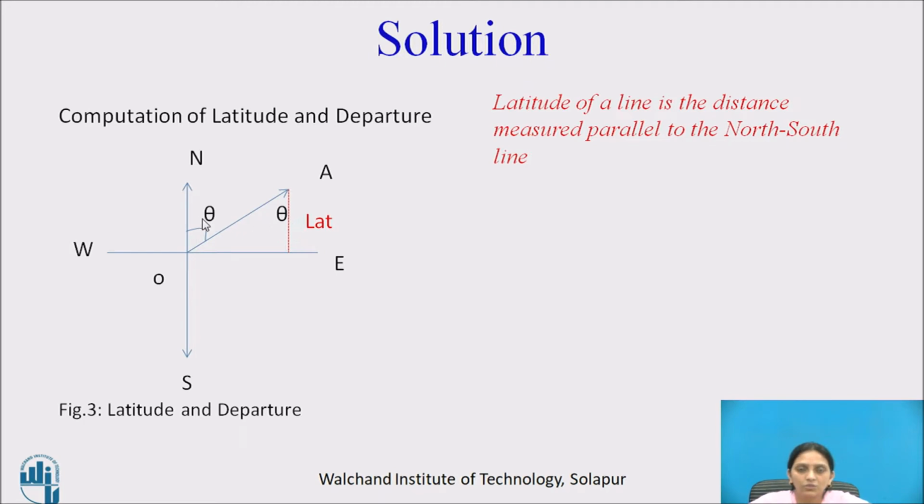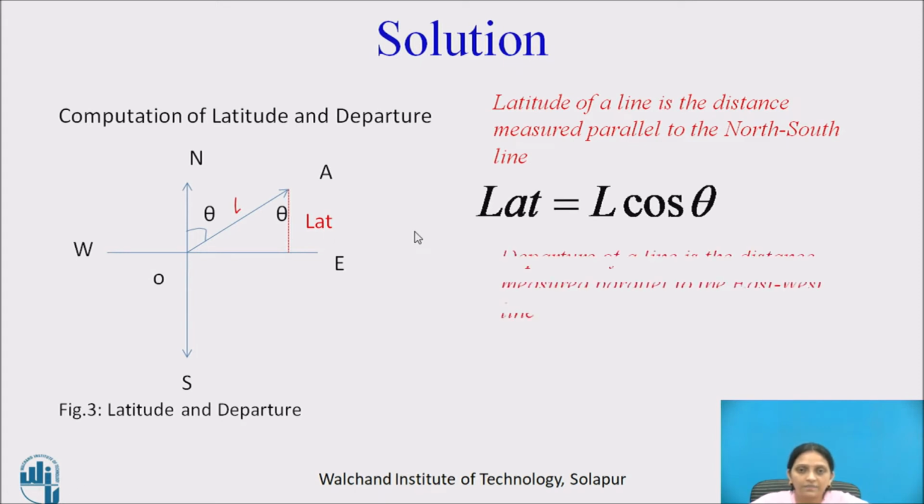So these two thetas are alternate angles, so they must be the same. So theta with north is theta, and obviously with the latitude it is also theta, because alternate angles are the same. The length of line OA, say L, so what is the latitude? Latitude is L cos theta, because latitude is adjacent to theta and adjacent is always cos. So latitude is L cos theta.